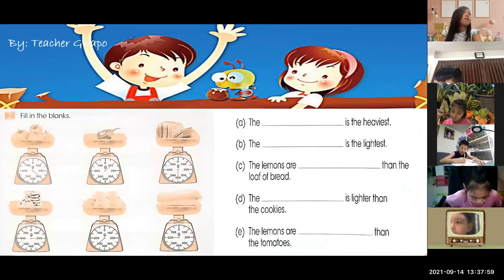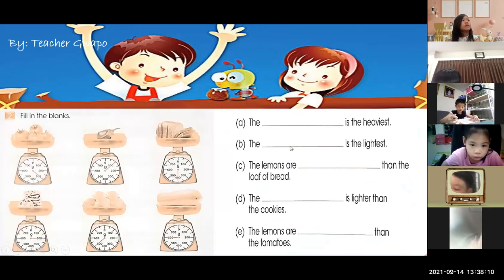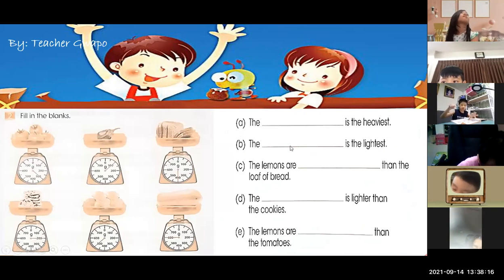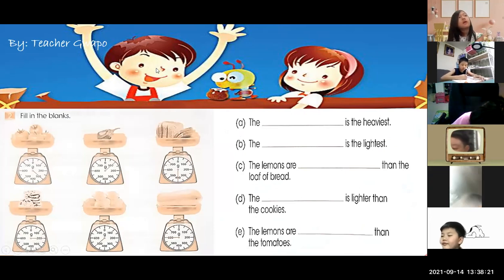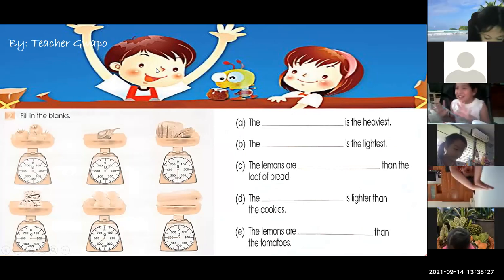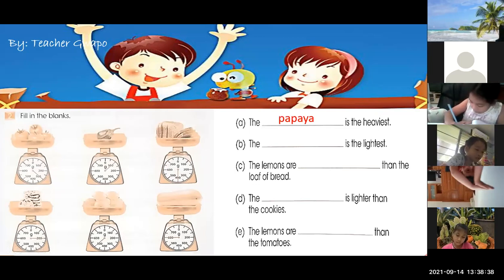Okay, now here, 57. Ready? What is the heaviest here? Raise your hand if you want to answer. What is the heaviest object here? Okay, papaya. Papaya is correct. Papaya is the heaviest.